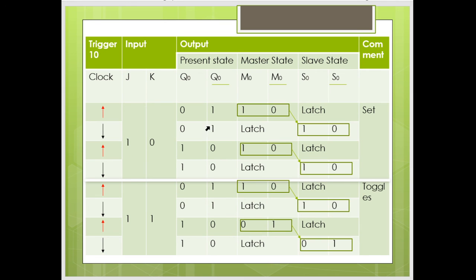Now, suppose that J is 1 and K is 0, when the positive clock appears, the master will make the output appear as a set, that is Q is 1 and Q bar is 0, and that is followed by the slave flip flop also. Now, if the clock appears, even though the previous output was 1 0, the master still makes the output a set output, and that is followed by the slave. You can observe that every time the slave follows in the next negative cycle, whereas the master gives the output at the positive cycle of the clock. With this, the flip-flop chapter has been finished.